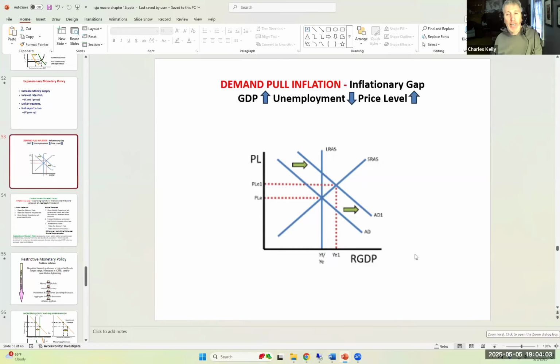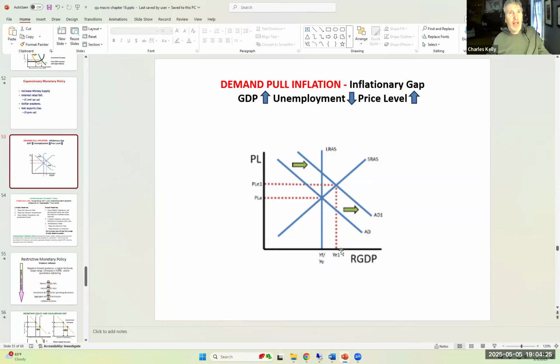So we started at equilibrium here: 2% inflation, 2.3% economic growth, 4% unemployment. And then aggregate demand shifts rightward. The distance between Y1 and YF, that's the inflationary gap.